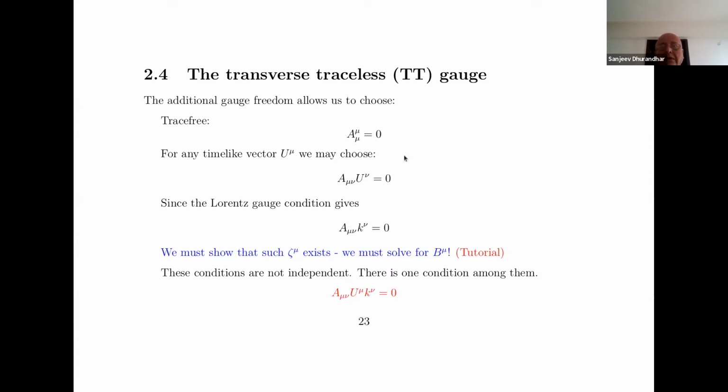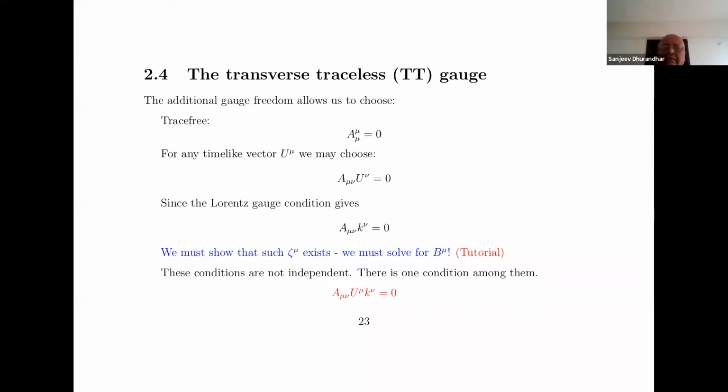Now we can't assume that such things can automatically happen. The question is, can such a thing happen for any given k, any particular direction of the gravitational wave? I'll show that this will happen for a wave traveling in the z direction. In the tutorial, you'll see that you can do this for any direction. I think Mukesh, the tutor, will take a general space direction n, say, n i.